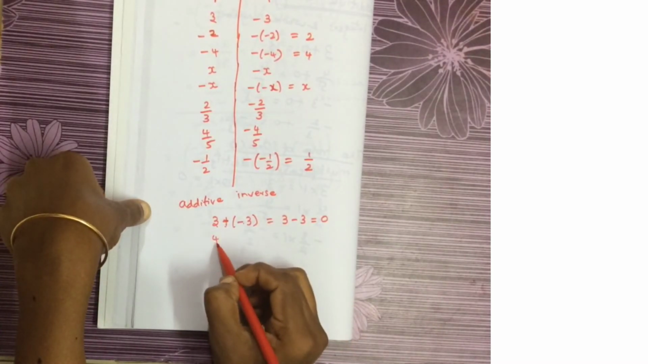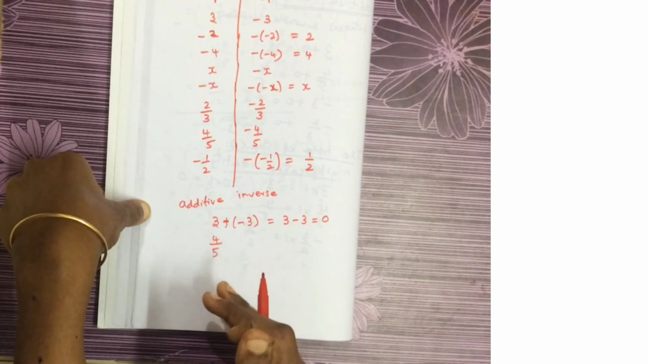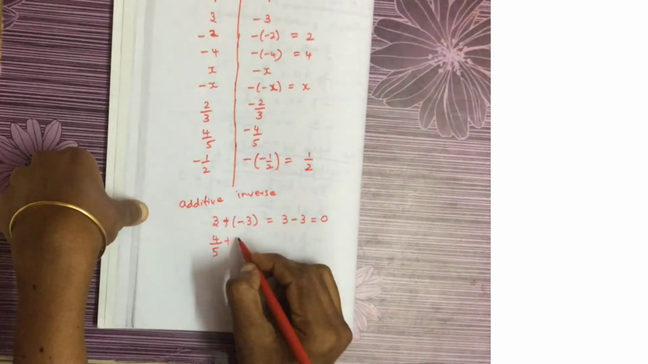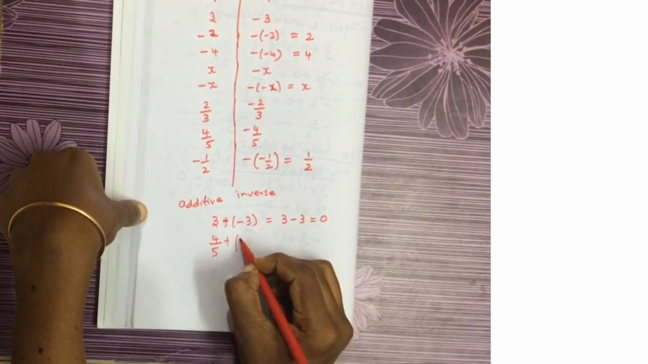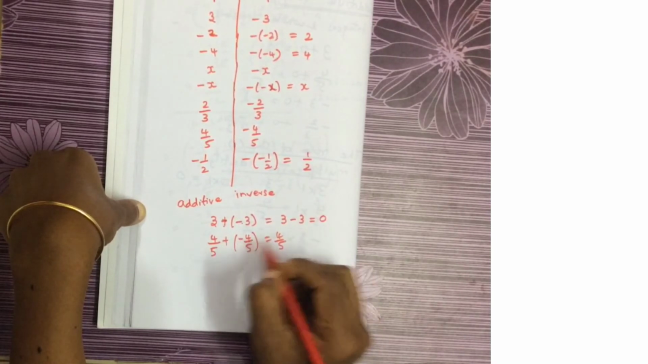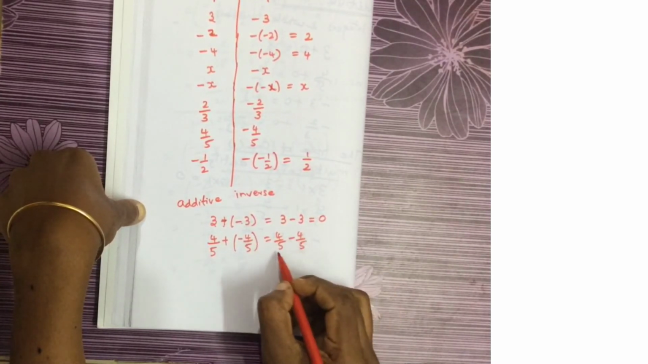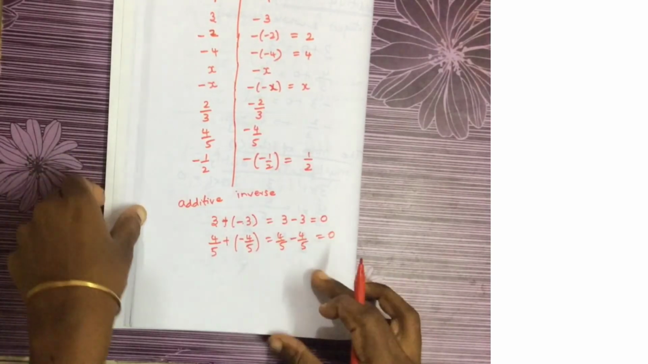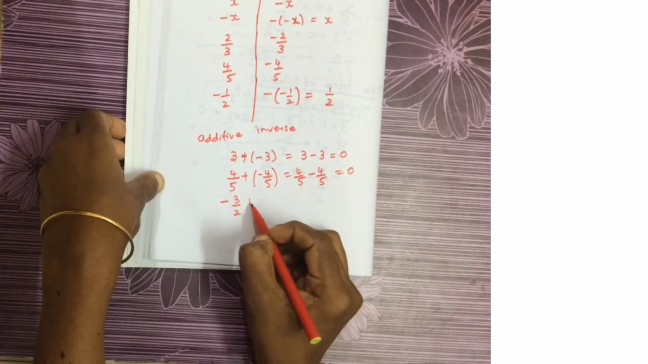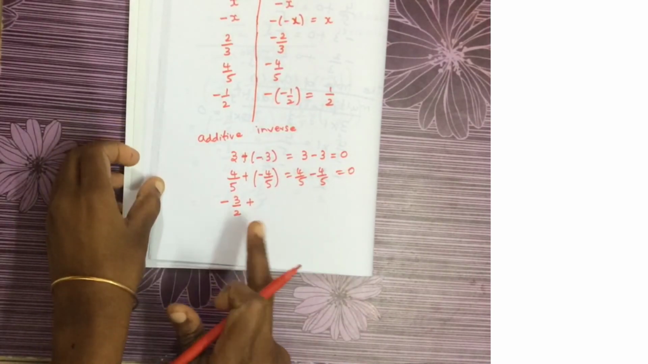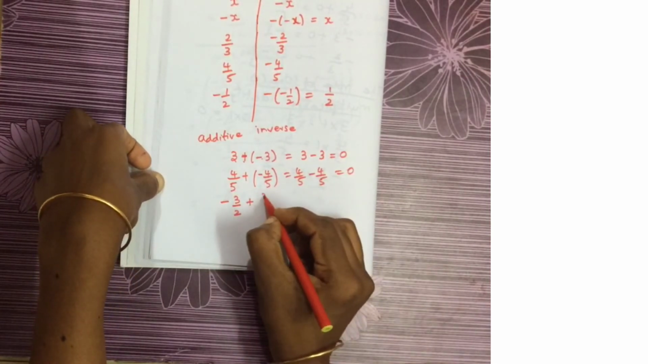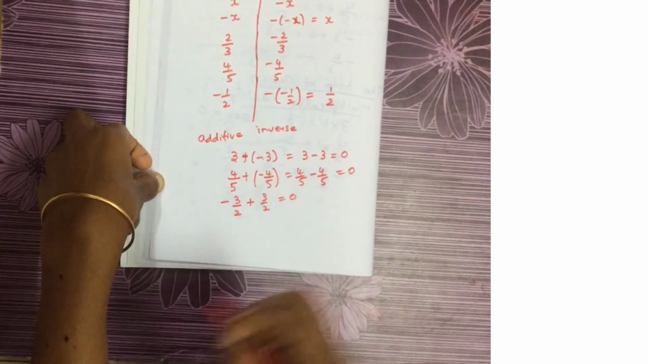So next is 4 by 5. You are going to add 4 by 5 with its additive inverse. What is the additive inverse of 4 by 5? Minus 4 by 5. So 4 by 5 plus minus 4 by 5, 4 by 5 minus 4 by 5 is 0. Now next, let us take minus 3 by 2. Add, what is the additive inverse of minus 3 by 2? Minus of minus 3 by 2, that is plus 3 by 2. So minus 3 by 2 plus 3 by 2 is 0.